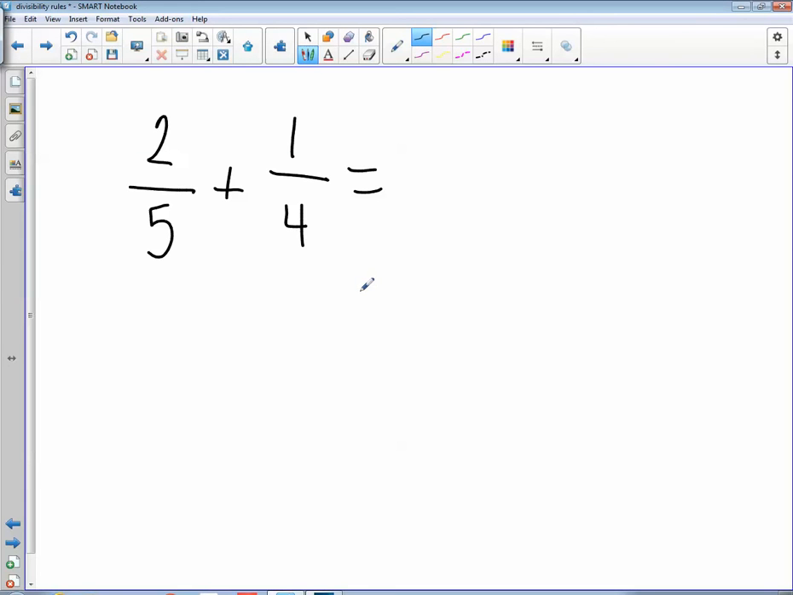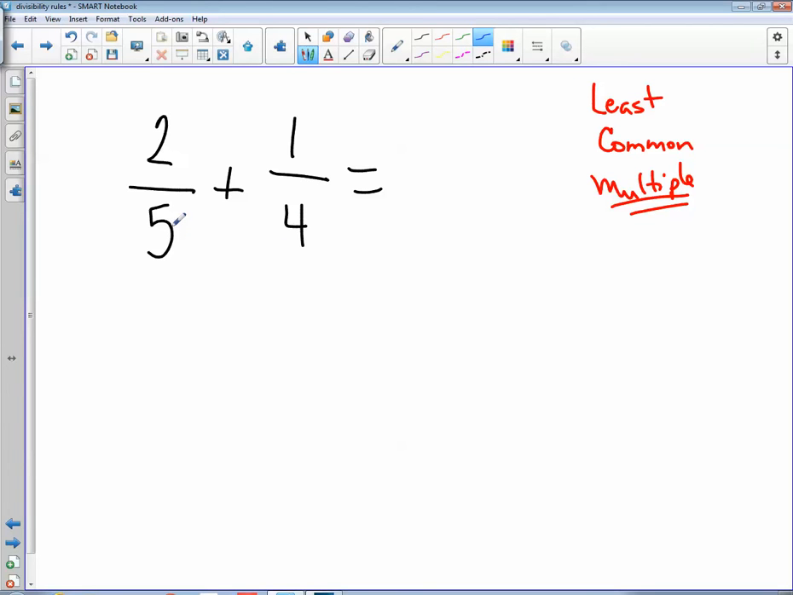Okay, so we're going to add two fractions with two different denominators. One has a denominator of 5 and the other one has a denominator of 4. We need to find our new common denominator. We're going to do something called the least common multiple. That means that since we're working with multiples, we're going to do some skip counting.